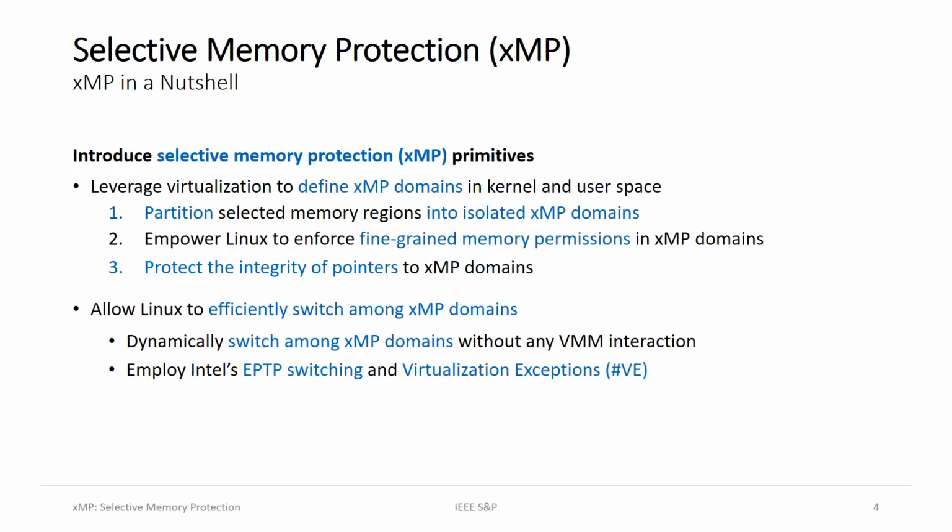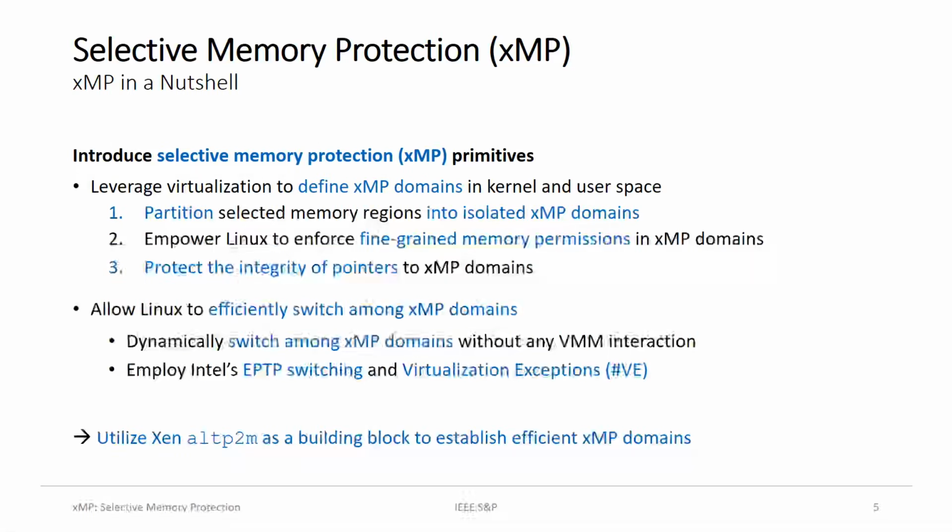Also, to avoid interactions with the VMM, we use Intel's fast EPTP switching and virtualization exception capabilities. In this way, we lend Linux the ability to dynamically switch among different xMP domains without outsourcing the entire logic to the hypervisor. To implement the xMP primitives, we utilize the alt-P2M subsystem of the Xen hypervisor that we describe in the following. Please note that we use Xen alt-P2M only to reduce the implementation overhead. The provided functionality is not bound to any hypervisor. In fact, it could be even implemented as a kernel module.